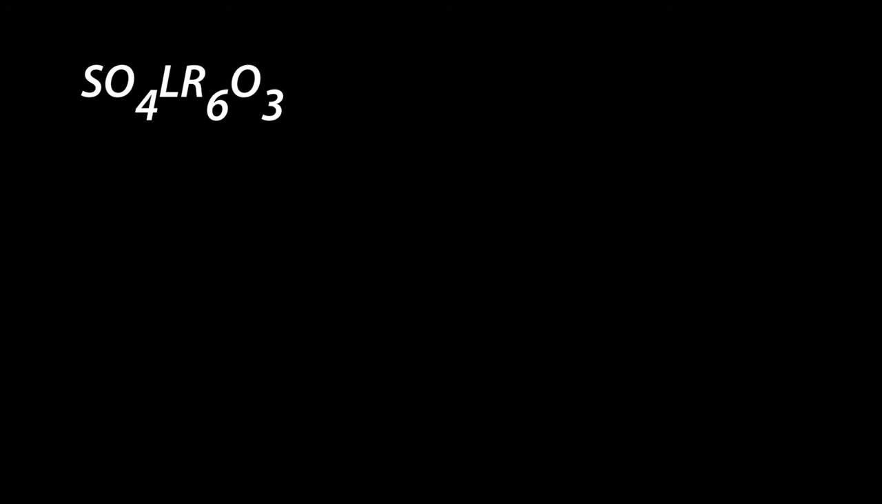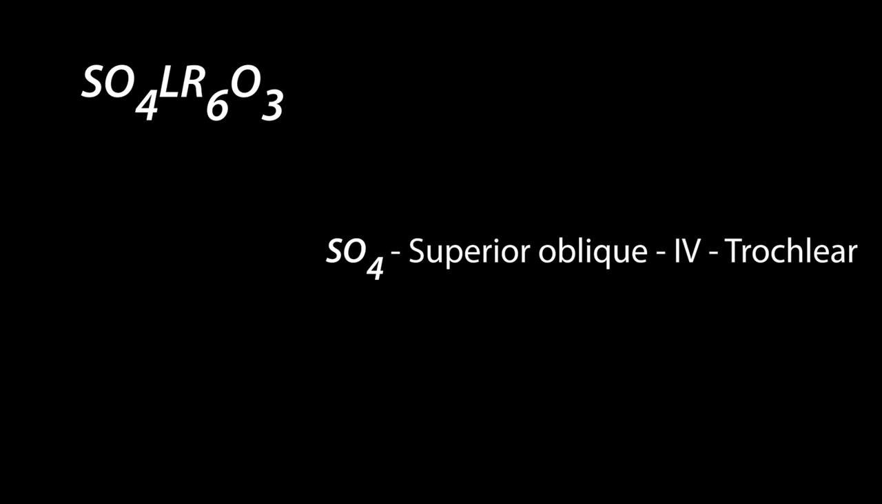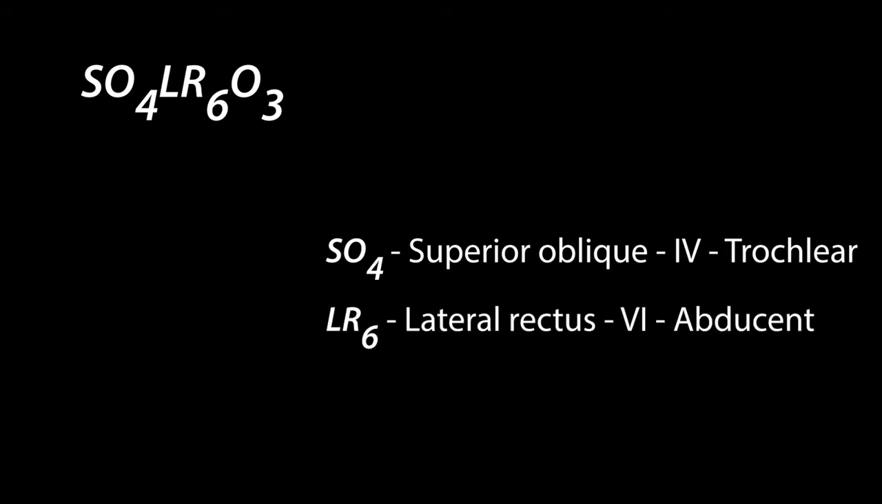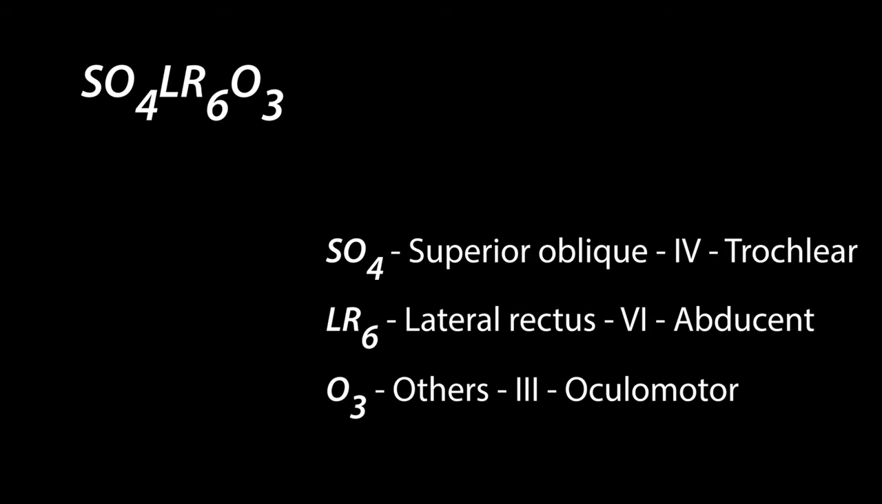So the formula is SO4 LR6 O3. Let me explain what this formula refers to. SO4 is the superior oblique is supplied by fourth nerve, that is the trochlear nerve. LR6 refers to the lateral rectus is supplied by sixth nerve, that is the abducens nerve. And O3 is all the other muscles are supplied by the third nerve, that is the oculomotor nerve.